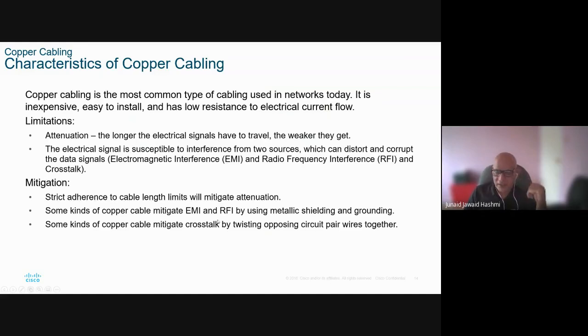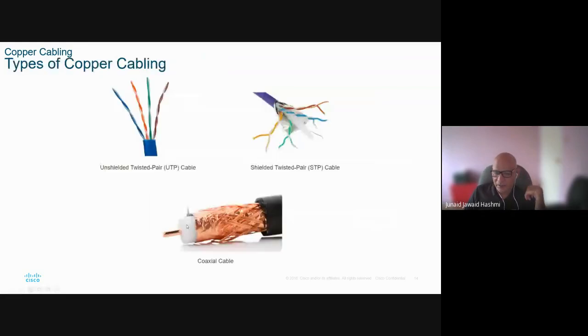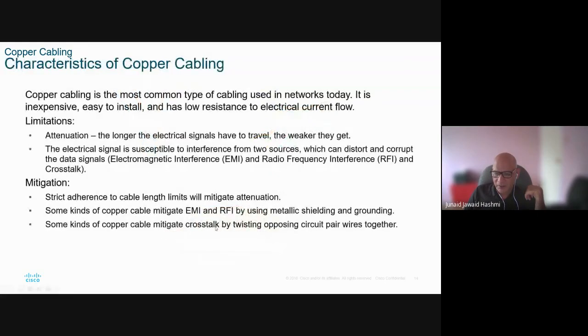Crosstalk, this is also a term you're going to encounter frequently. Crosstalk is signal interference from an adjacent wire. Okay, if two wires are too close, signals can interfere. So in order to solve this, you twist the wires. Twisting wires can reduce the crosstalk.